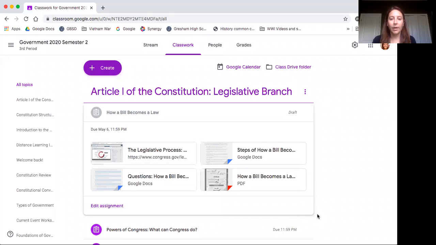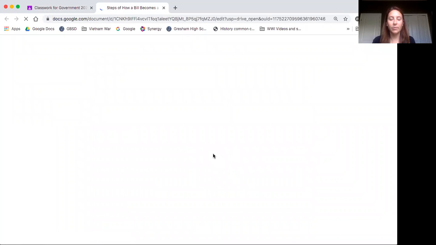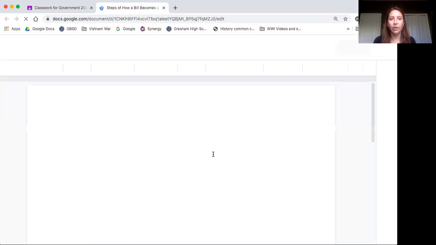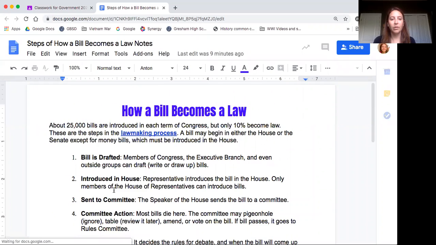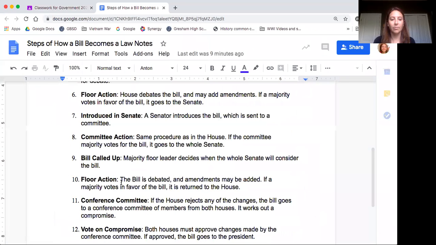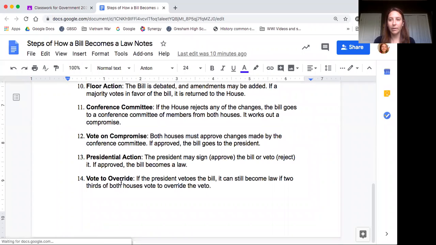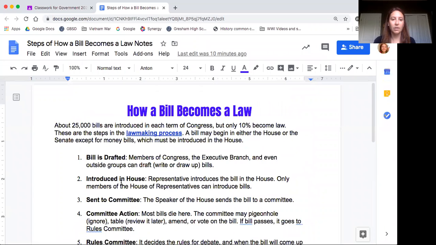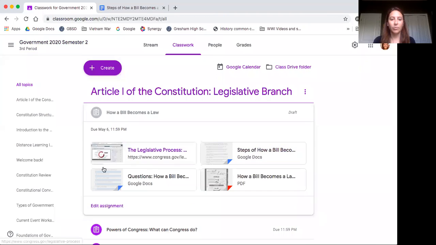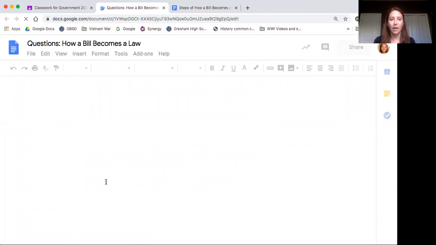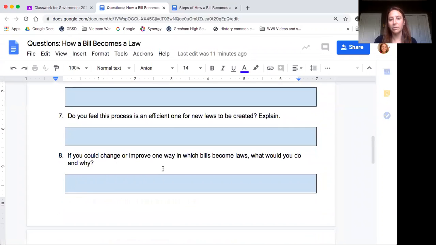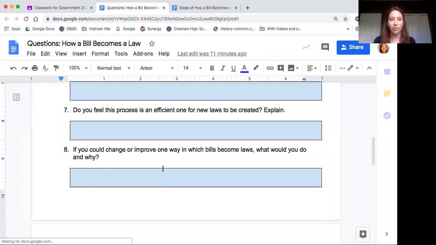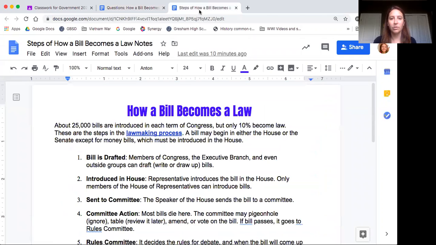Okay, so there's a couple documents that you're going to be using. One of the documents is the layout for the steps of how a bill becomes a law. And if you look, there are 14 steps. So it's pretty complex, and you're going to be using this information to help you fill in the answers for the questions here. Okay, so there's 8 questions. Basically, after the lesson, you should be able to answer these 8 questions. So definitely use this document.